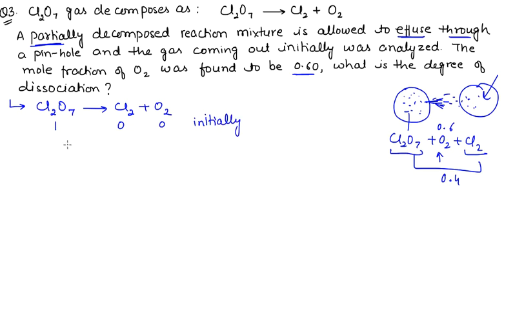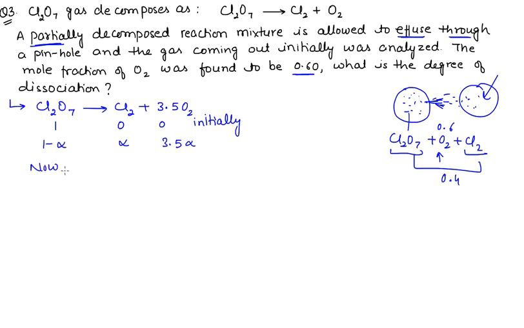initially, and after some time 1 minus alpha moles of Cl2O7, and alpha of Cl2. If you balance the equation, what will be the balanced equation? Cl2O7 gives you Cl2 plus 3.5, or you can say 7 by 2 O2, so it will be 3.5 alpha after the dissociation.